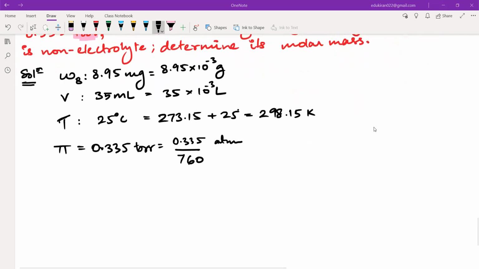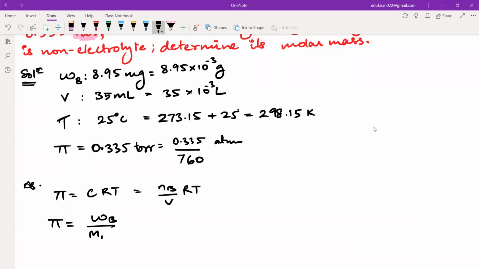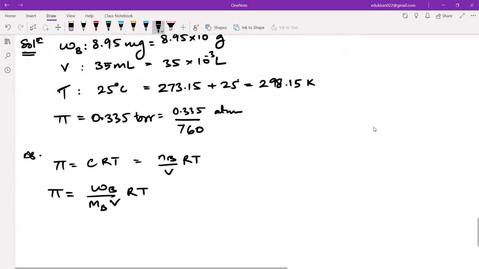After this, you may write it like this. As pi is equal to CRT, which is equal to WB upon MB into VRT. So MB is equal to WBRT upon pi into V.